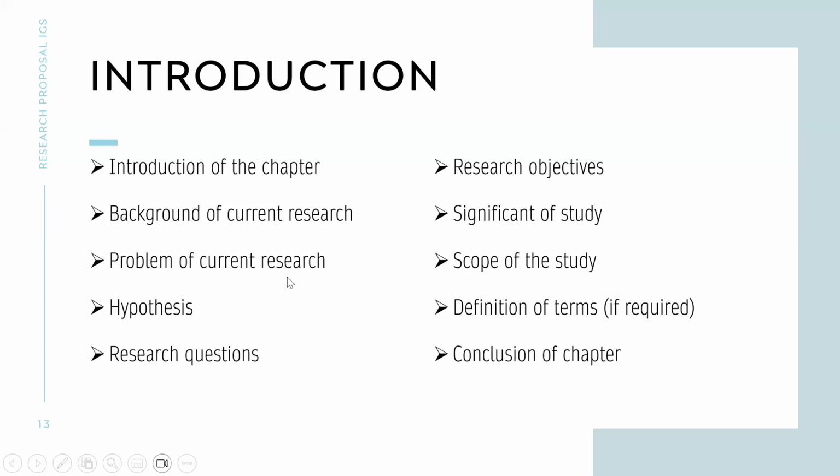And then here you will highlight the problem of the current research. Like I said, how to find this problem is by reading, okay? And then you come up with the hypothesis. So if let's say this is the problem, what are the things that you want to solve and how are you going to do it? And then you have to come up with the research question. From the research question, you will list all the research objectives.